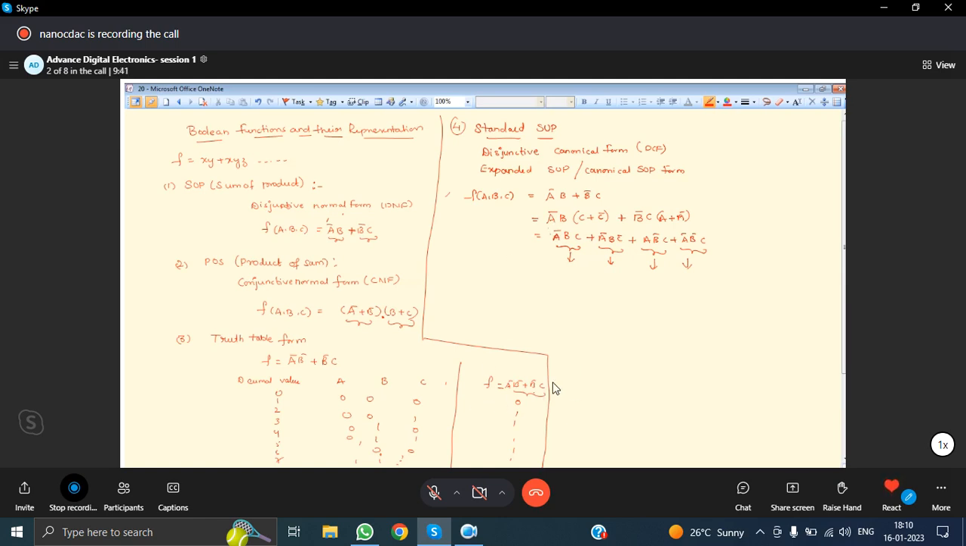Here a is in complemented form. Here a is in uncomplemented form, anything. But it should be there. So this is called a standard SOP form.